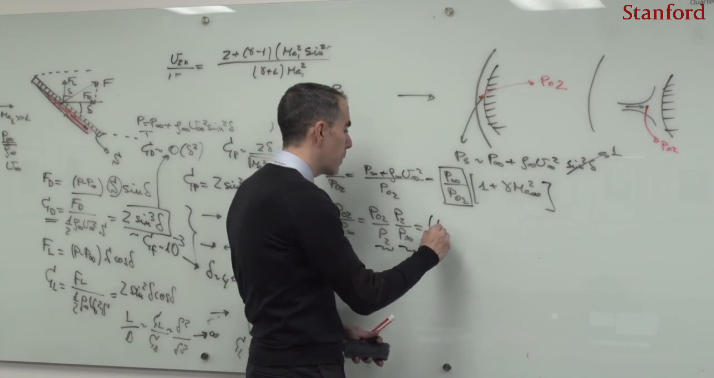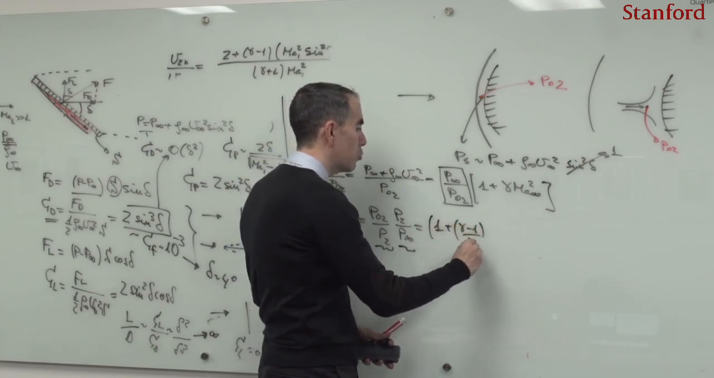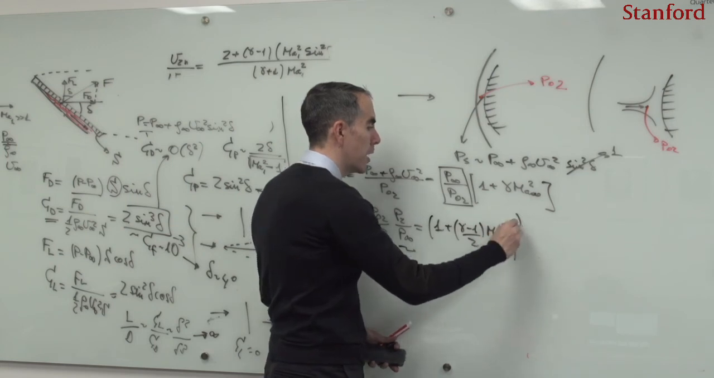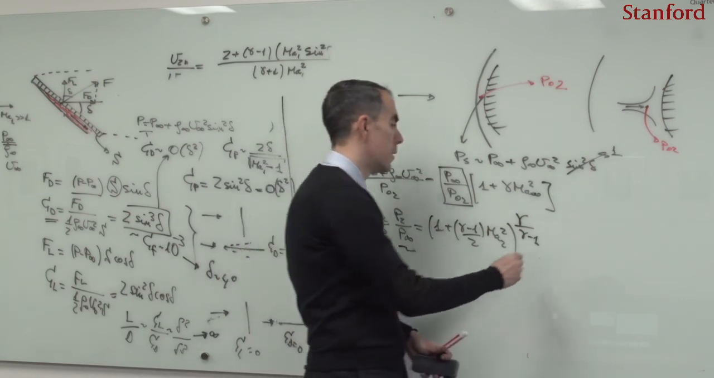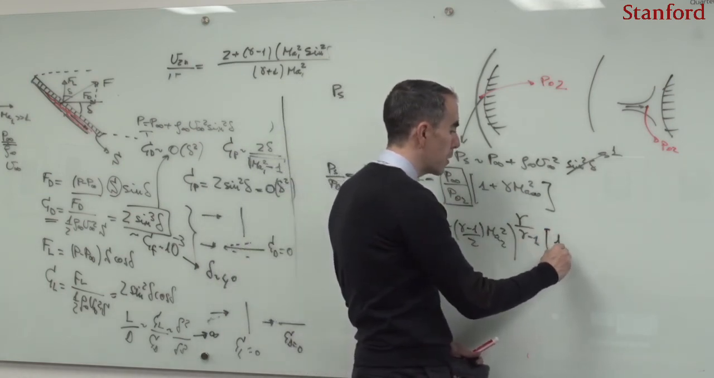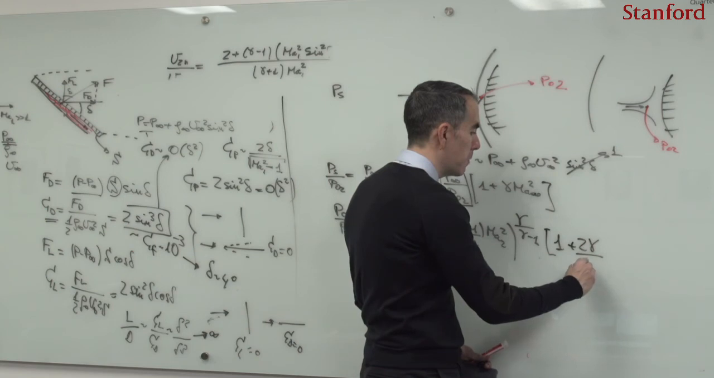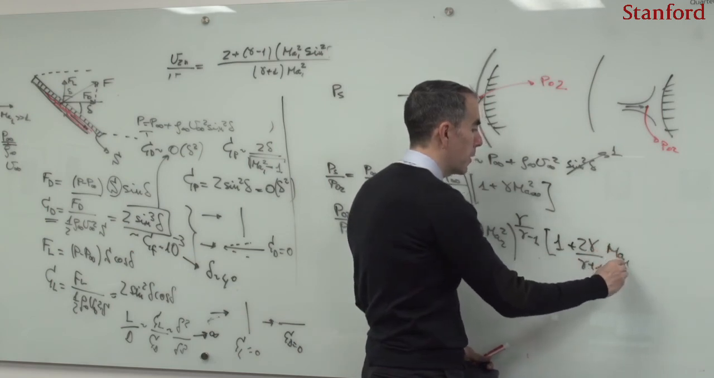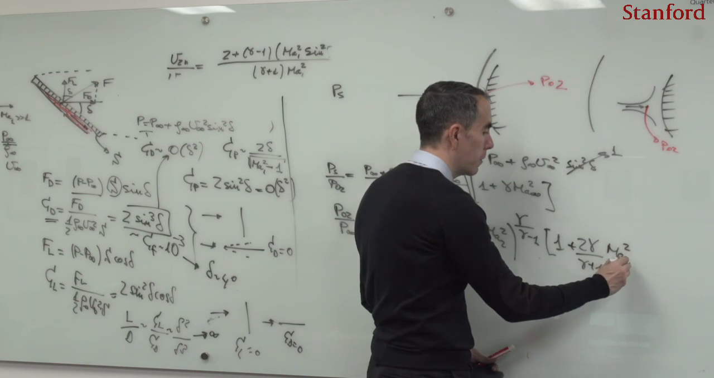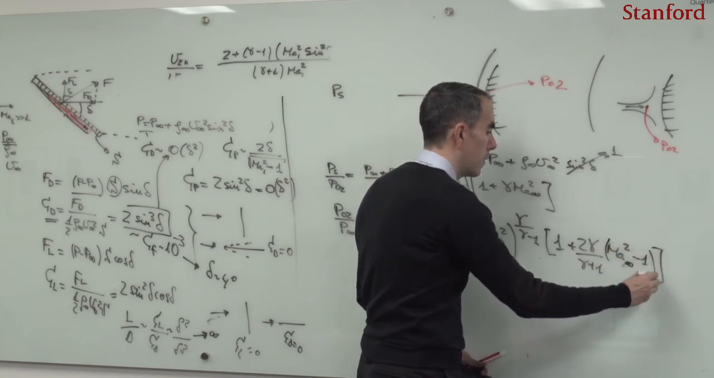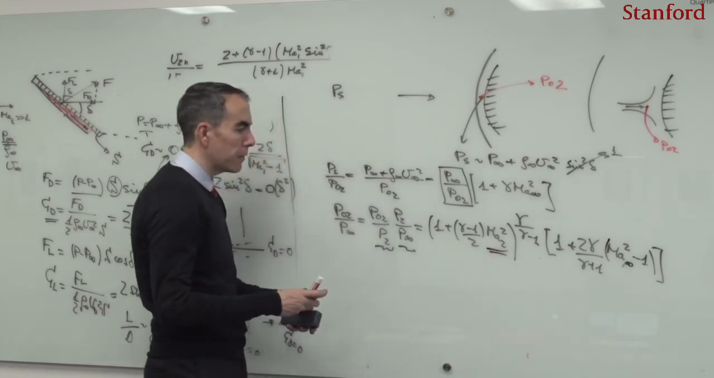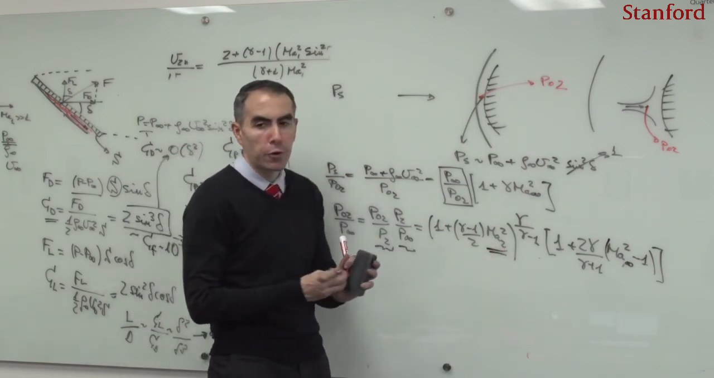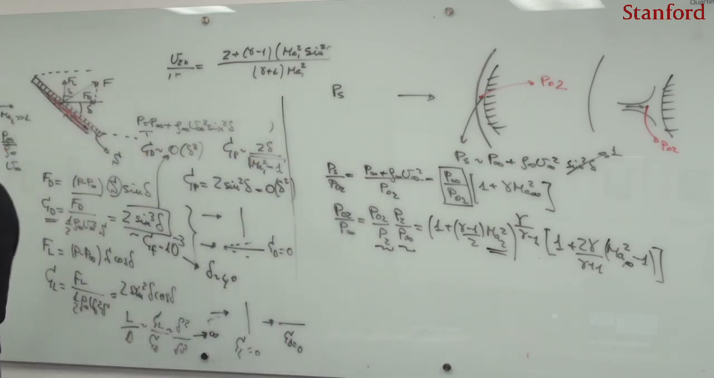So this will be 1 plus (gamma minus 1) divided by 2 multiplied by Mach 2 squared, to the power gamma over gamma minus 1. And this other one comes from the Rankine-Hugoniot jump conditions: 1 plus 2 gamma divided by gamma plus 1 multiplied by (Mach infinity squared minus 1). One can take the expression for the post-shock Mach number 2 from the Rankine-Hugoniot equations and obtain the following expression.